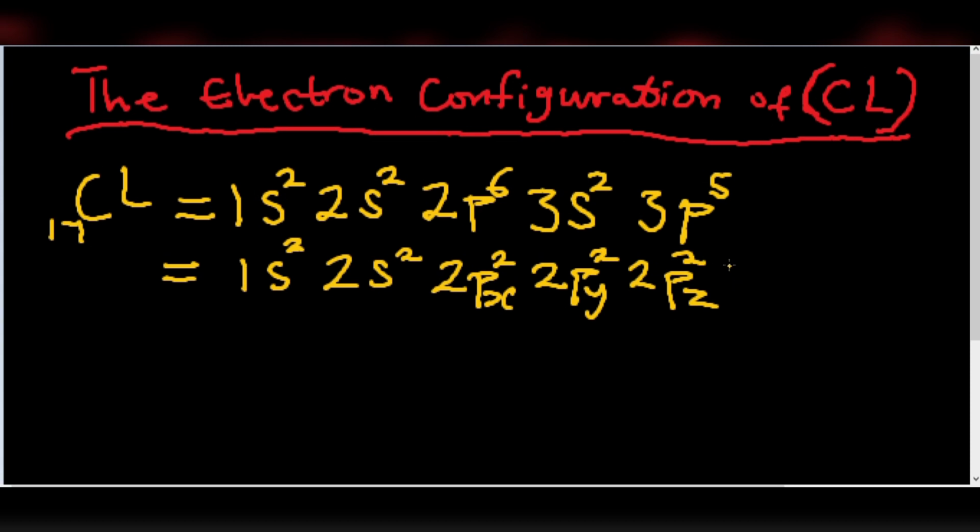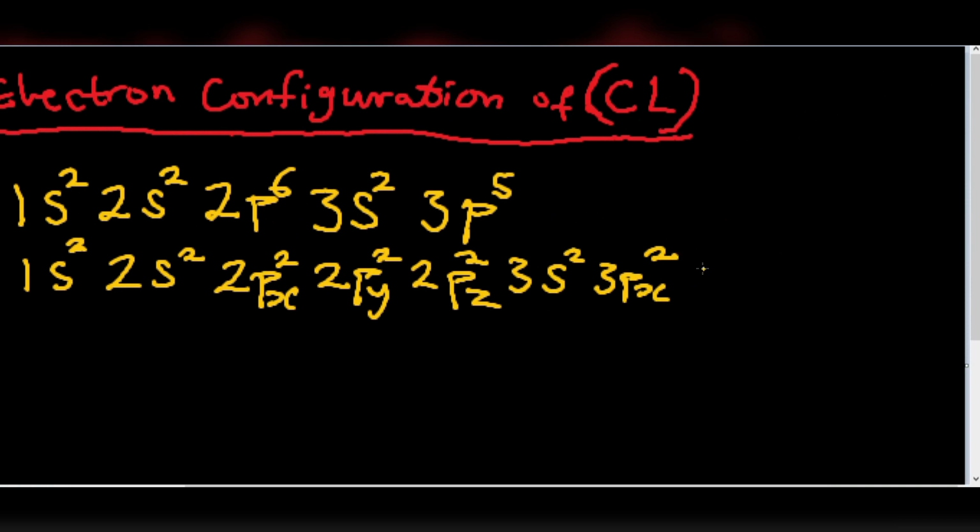Then from there we move on to the 3s, making 2. And the 3p is degenerate, so we have 3px, taking 2. We have 3py, which will also take 2. And then we have the 3pz, which will take 1. So this is the correct electron configuration of the chlorine atom. This is the expanded configuration.